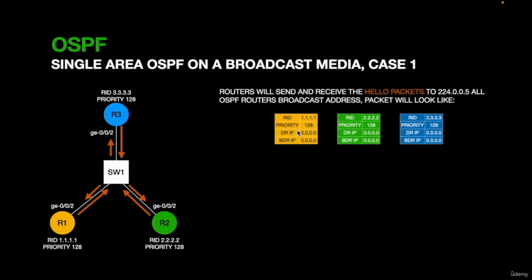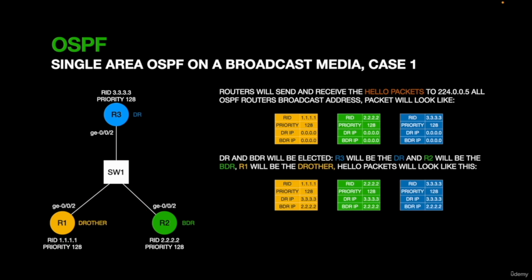It will announce the designated router IP, which is all zeros because we don't know who that is, and the backup designated router IP, which is also all zeros. The rest of the routers will do just the same, announcing the router ID and the priority. The next phase is that the designated router and backup designated router will be elected, and R3 will be the designated router and R2 will be the backup designated router.